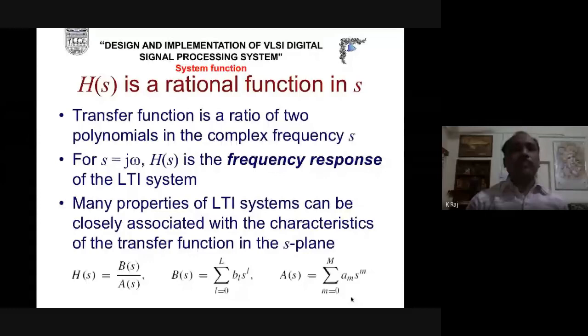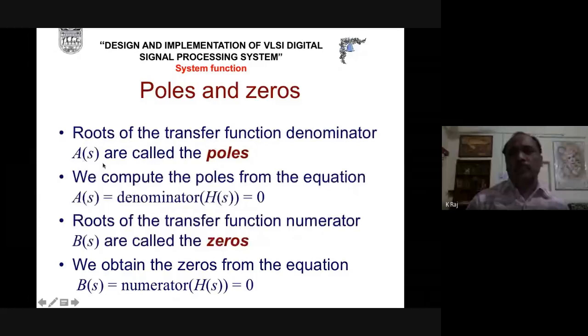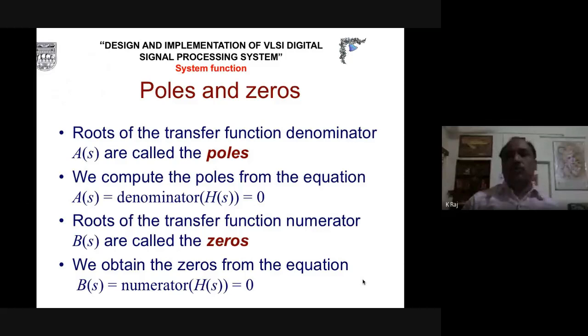Now, poles and zeros. As we are well aware of this concept, what are the poles? Poles are the roots of the denominator terms of the transfer function. That is, they will be the roots of A(s), and how will those roots be decided? In order to compute the roots, we have to put A(s), the denominator of the transfer function, equal to zero. Then we will derive the roots, and these roots will be named as the poles. Similarly, if we are interested to get the zeros of the transfer function, then B(s), the numerator of the transfer function, will be considered equal to zero, and then we will derive the roots, and those roots will be named as the zeros of that particular LTI system.